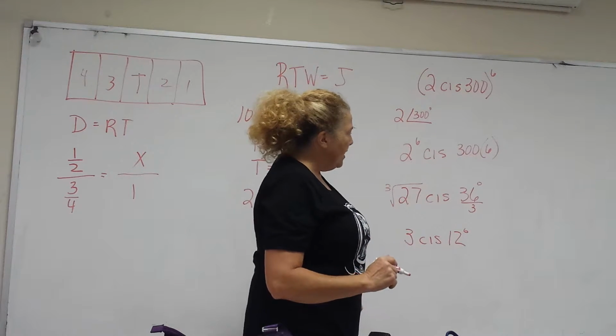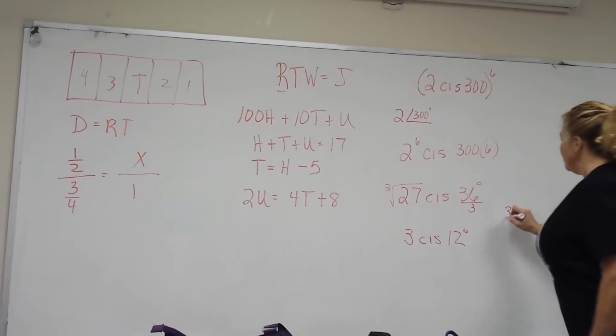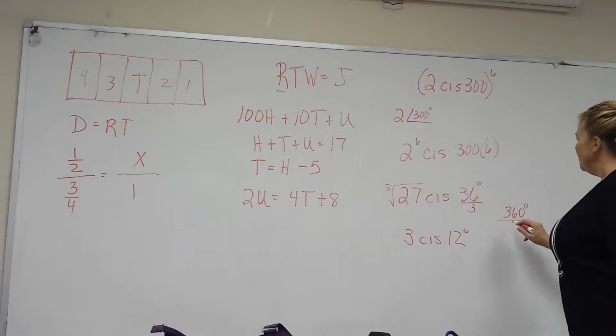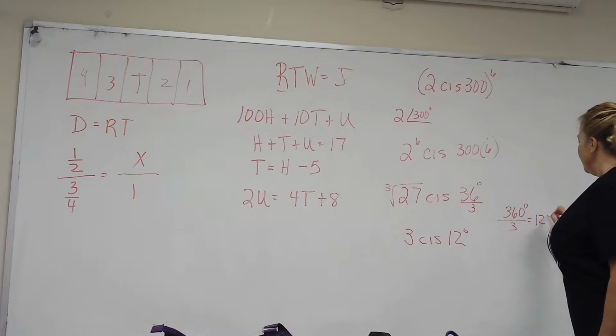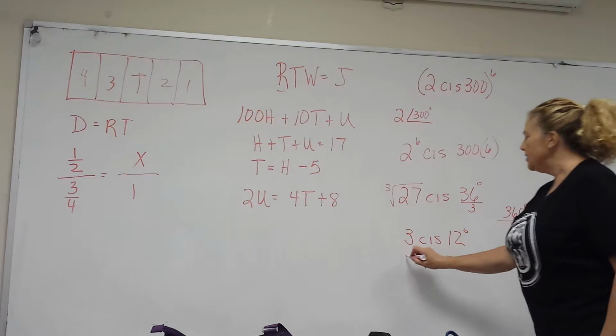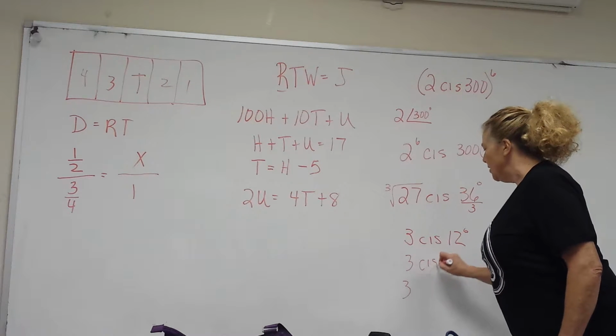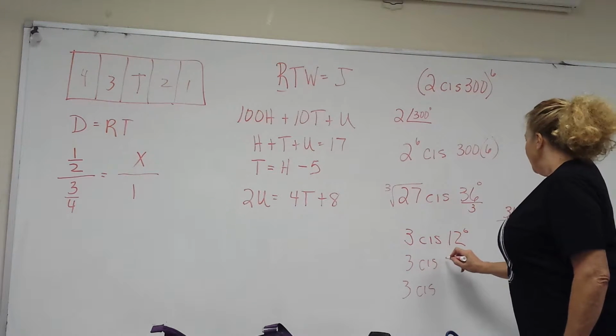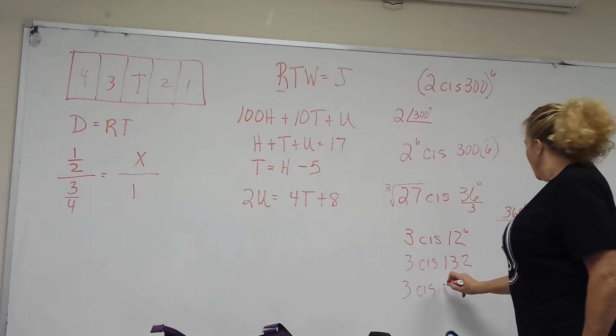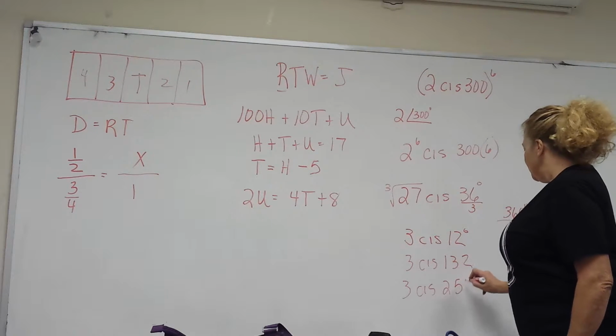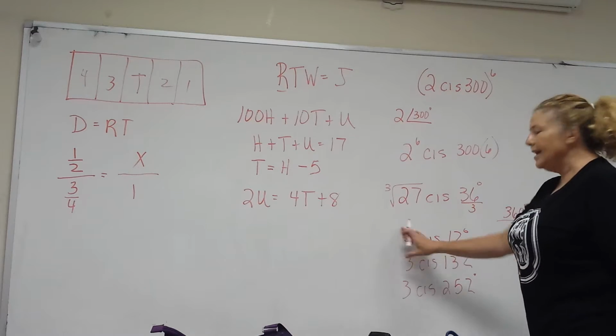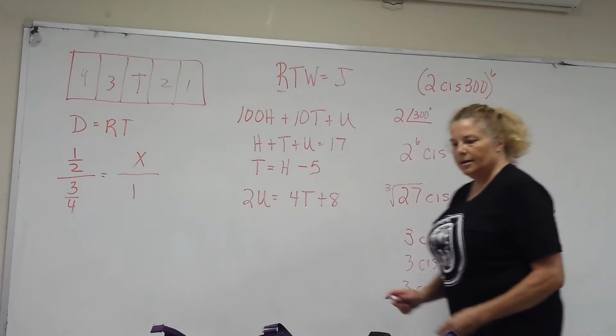Then to get the other answers, all you have to do is take 360 degrees and divide it by 3 and add 120. So you can always just do this when you're doing these problems. And then you have 132, 252. Okay, and that's leaving it in polar form.